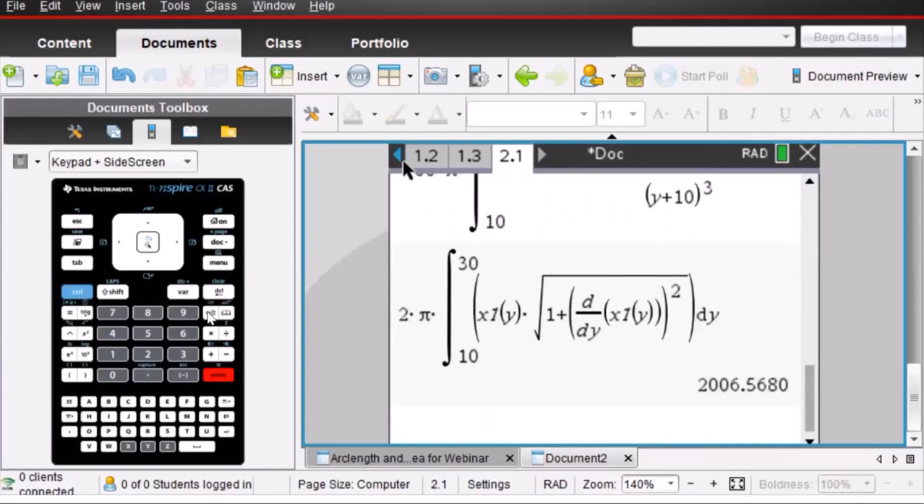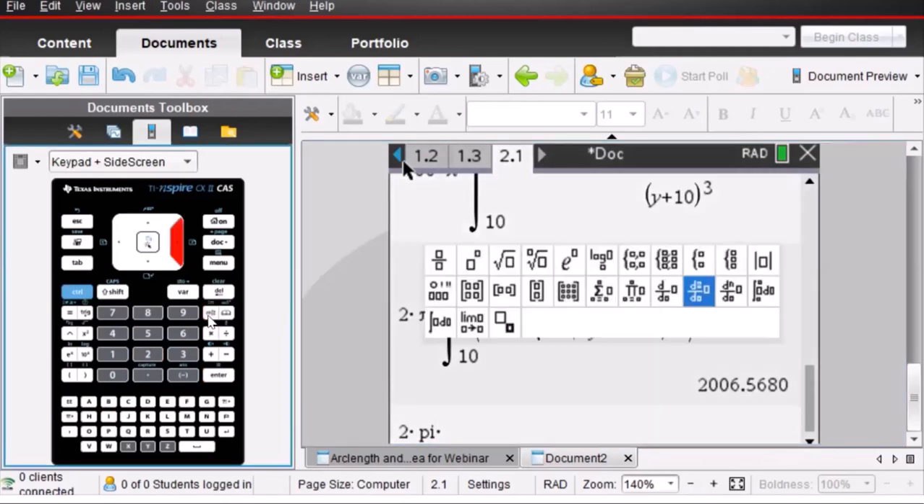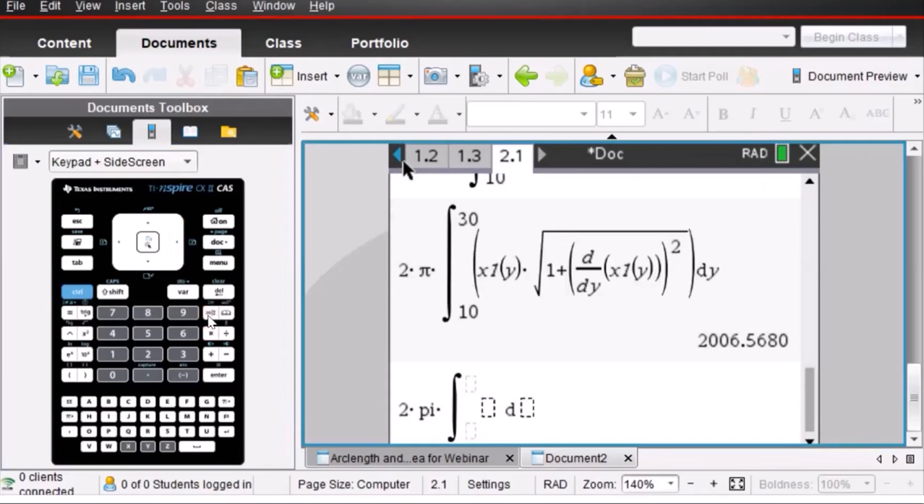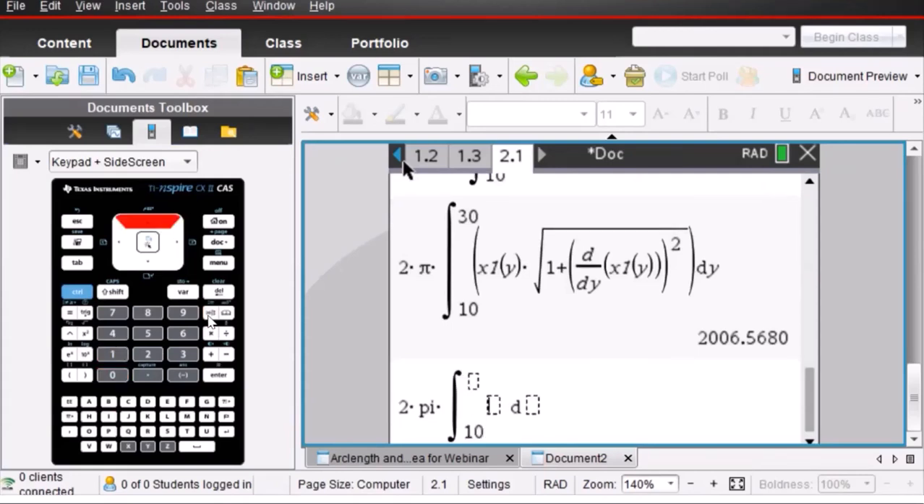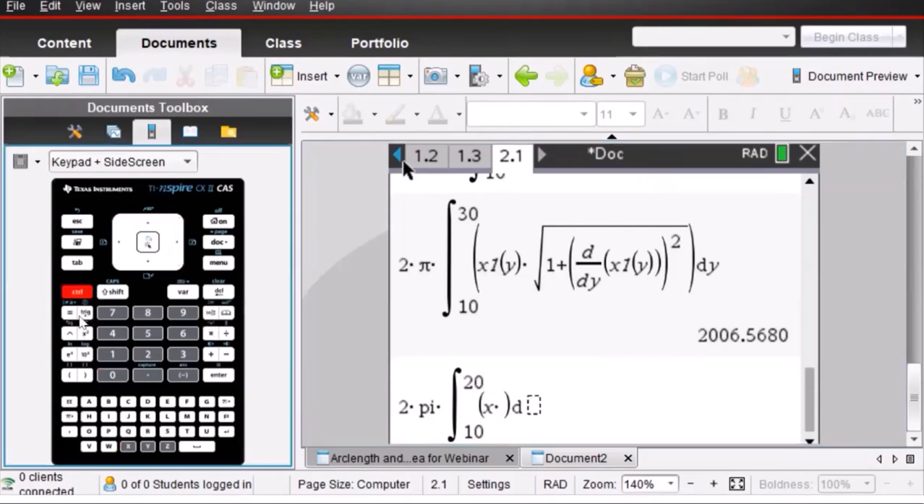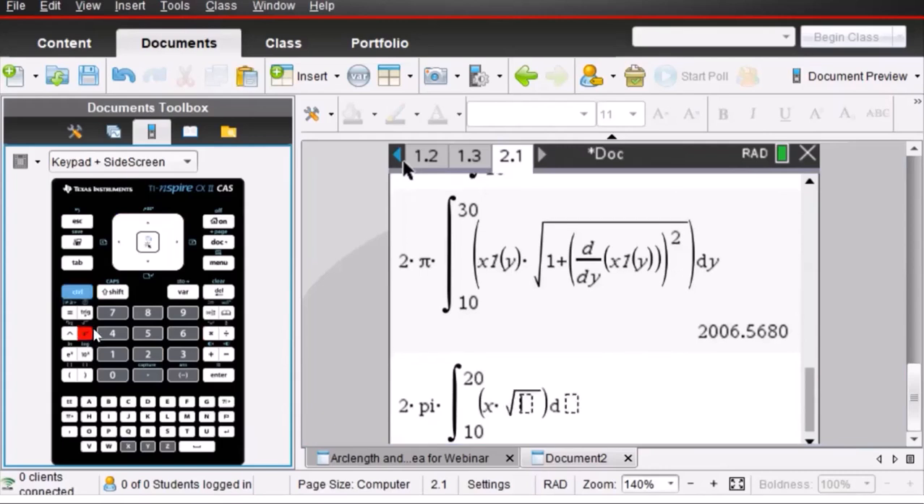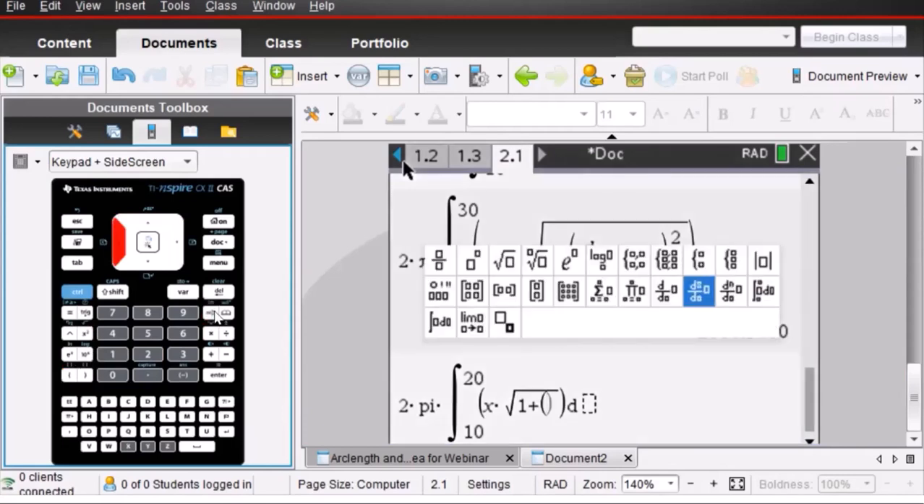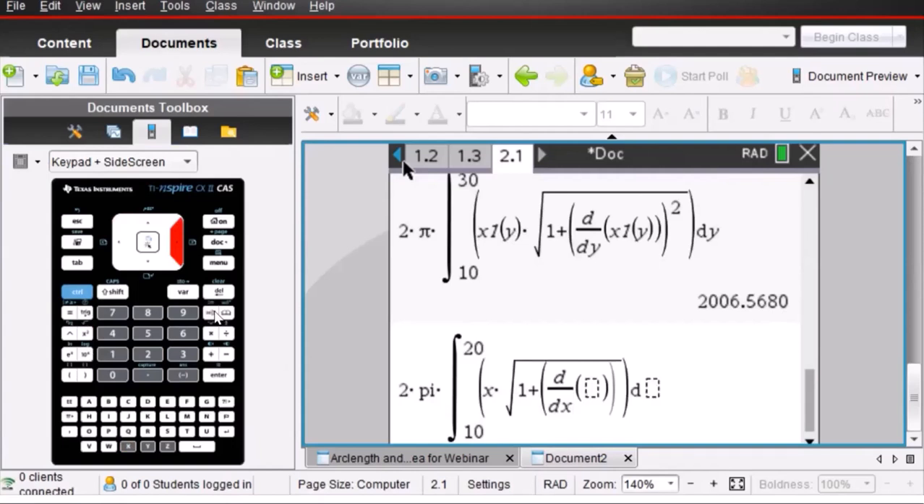Now, as I said before, let's try to do this same answer, but this time do it in terms of x's. So in the integral above there, y went between 10 and 30. What is x going between? x is going between 10 and 20. What's my integral now? Instead of x in terms of y, it's x times the square root of 1 plus, what do I want here? Here I want not the derivative with respect to y, but the derivative with respect to x of my function that I've defined as f(x).